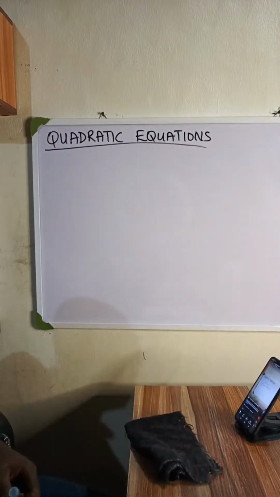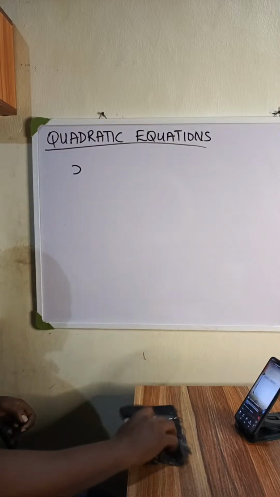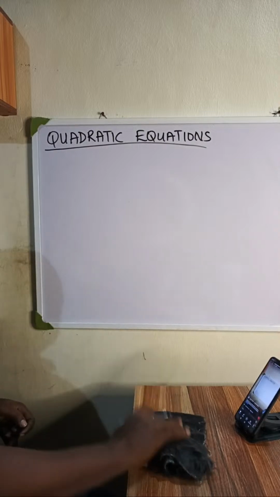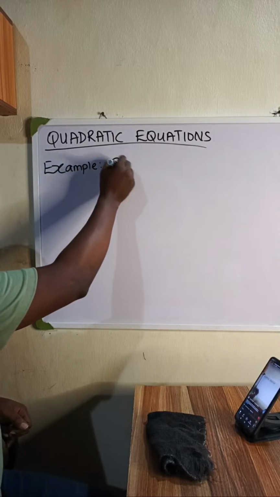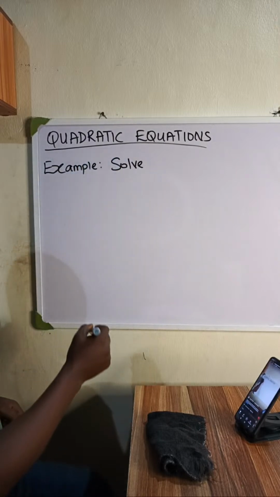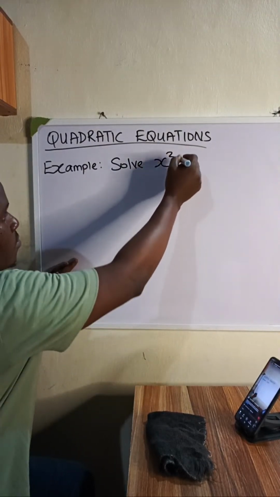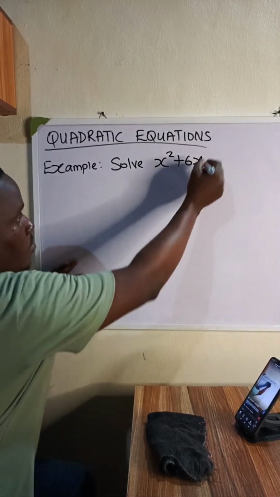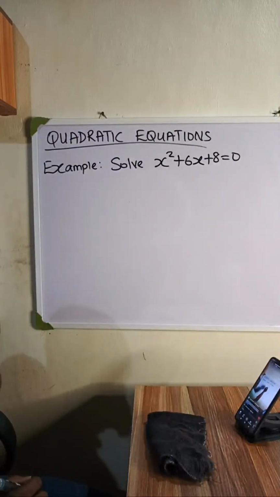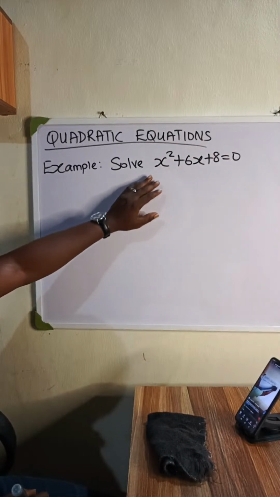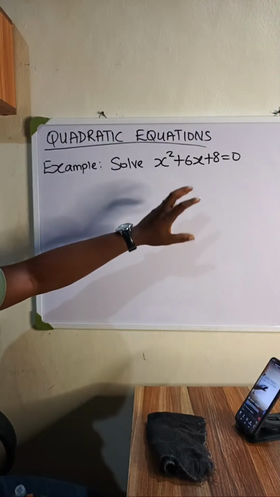The first example we considered was x squared... So here we are told to solve x squared plus 6x plus 8 is equal to 0.